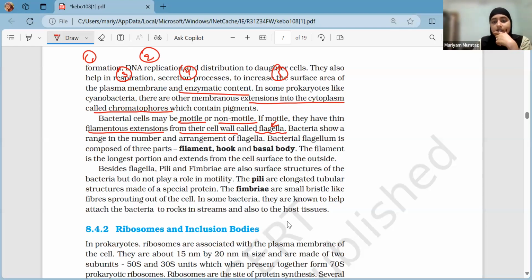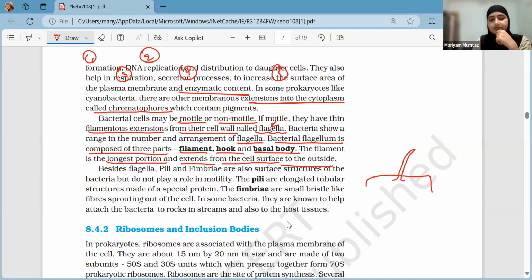Now, bacteria show a range in the number and arrangement of flagella. Bacterial flagellum is composed of three parts: filament, hook, and basal body. These are the components of one flagellum. The filament is the longest portion and extends from the cell surface to the outside. So if this is a cell wall, it will start from here, but will extend outside.